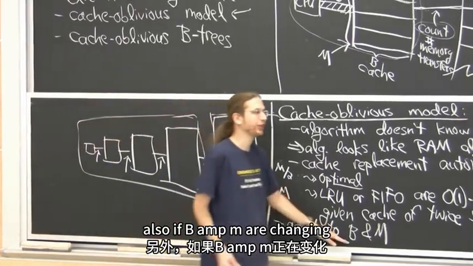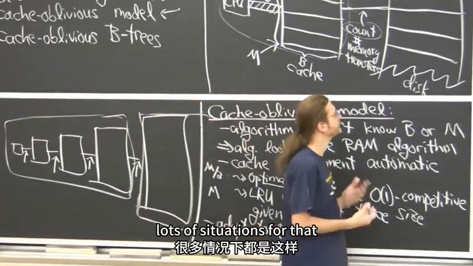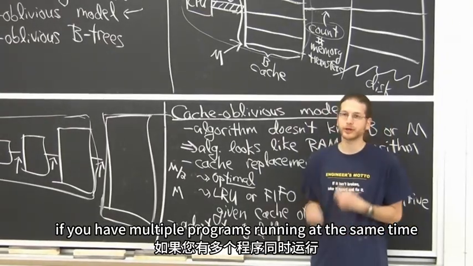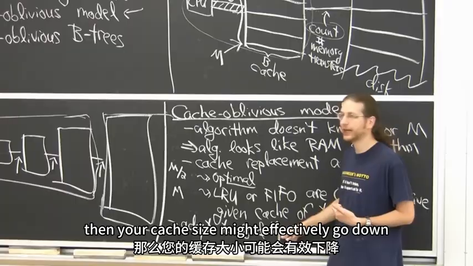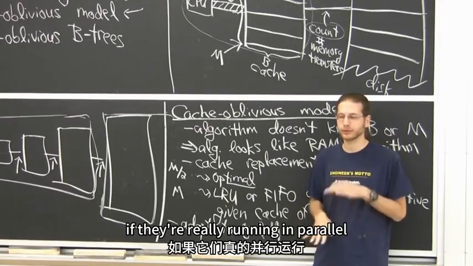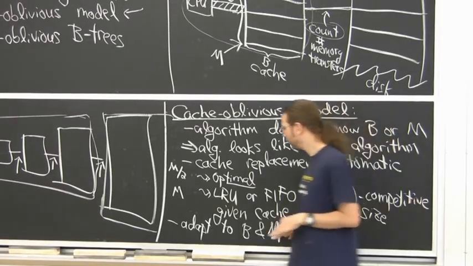Also, if B and M are changing, there are lots of situations for that. If you have multiple programs running at the same time, then your cache size might effectively go down if they're really running in parallel on the same computer, or pseudo-parallel.